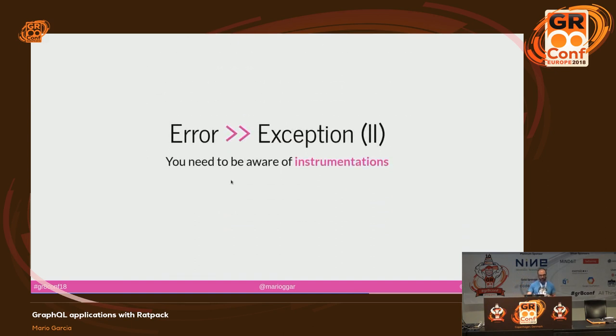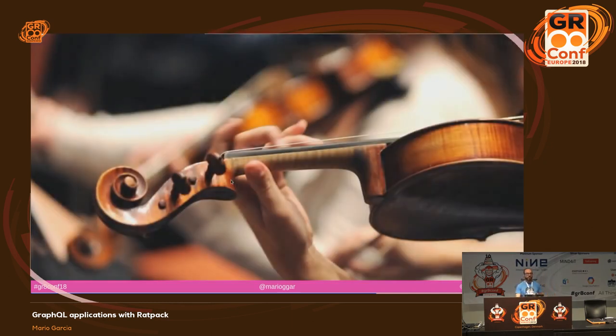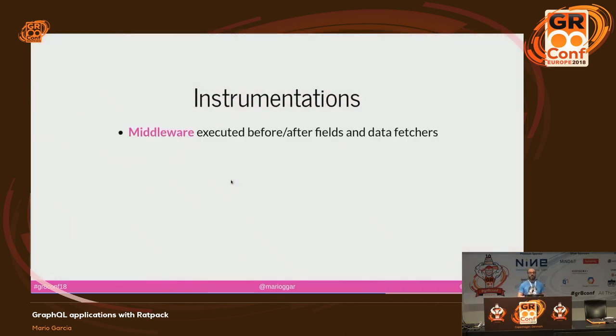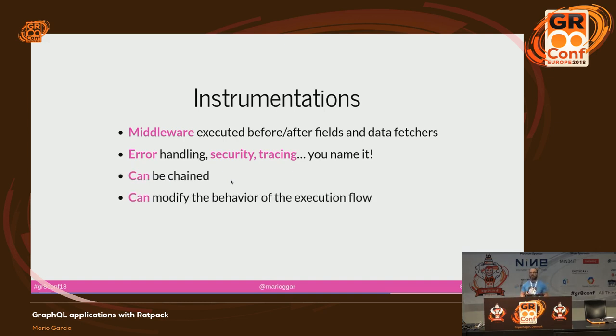So in order to implement this properly, you need to be aware of instrumentation. But what are instrumentations? Well, instrumentations are just middleware executed before or after fields and data fetchers in GraphQL. They are mostly used for things like error handling, security, tracing, and many, many things. They can modify the behavior of the execution flow.